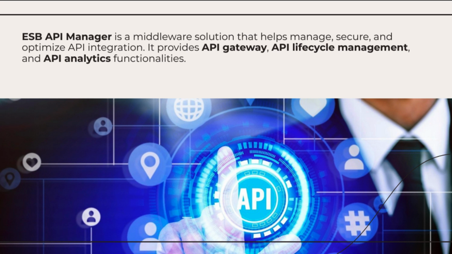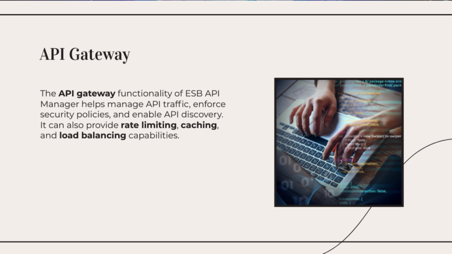3. Transformation and mediation. ESB API Manager offers powerful transformation and mediation capabilities to facilitate data mapping, message routing, and protocol conversion. It can transform data between different formats, for example XML, JSON, etc., and perform message enrichment, filtering, and validation. This simplifies the mapping of data structures and ensures smooth communication between APIs and back-end systems.